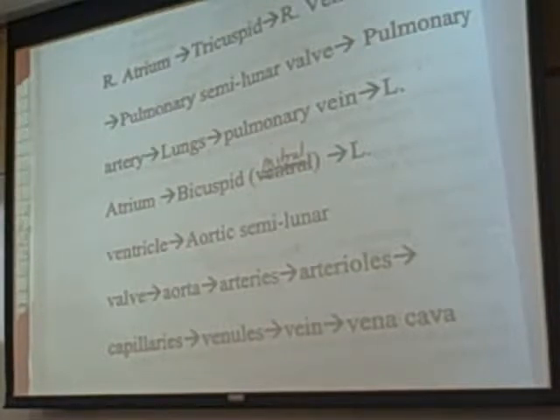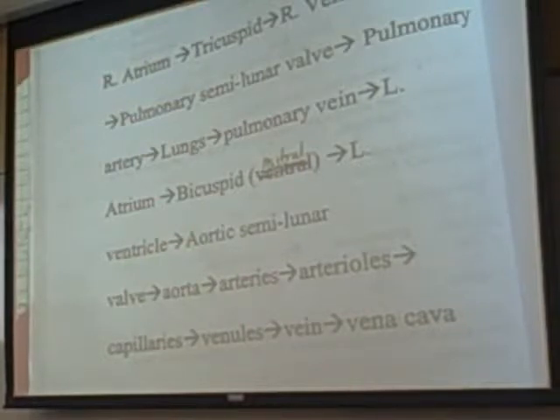Veins are considered capacitance vessels. We had arteries as resistance vessels, veins as capacitance vessels. The reason is, at any given time, most of your blood is found in your veins. We said the other day, your number one mechanism to return blood back to the heart is muscle contraction, because pressure in the veins is poor.